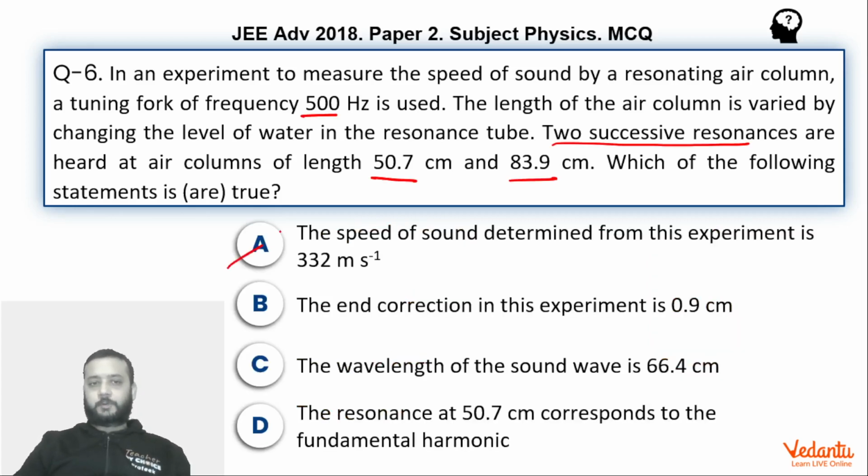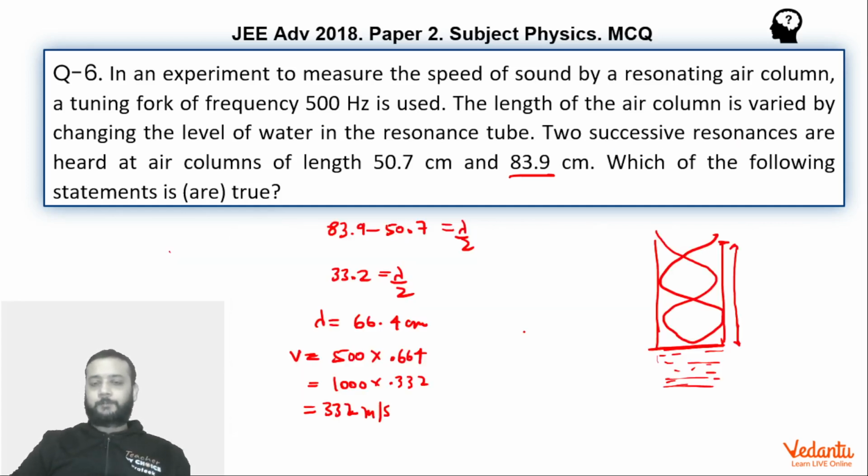So this makes option A correct. Now this was the controversial option B: the end correction in this experiment is 0.9. In reality, now let's try to find the value. Let's try to see what the value of lambda by 4 is. If lambda by 2 is 33.2, then lambda by 4 will be equal to 33.2 divided by 2, which is nothing but 16.6 centimeters. This is lambda by 4. We will shortly see why I found the value of lambda by 4.